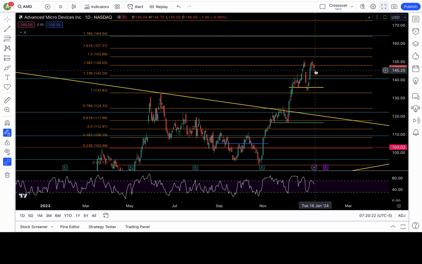Now, if this is a cup and handle, 148 must be recaptured, giving us that false breakdown setup, triggering longs to put 151 and 152.68 in play. Above 151, the double top is no longer in play.